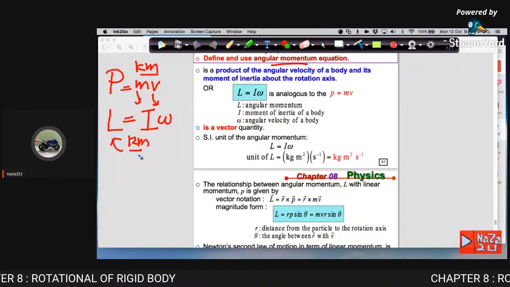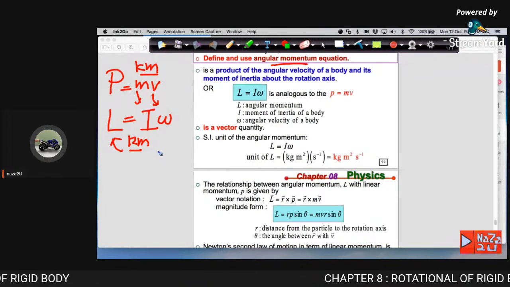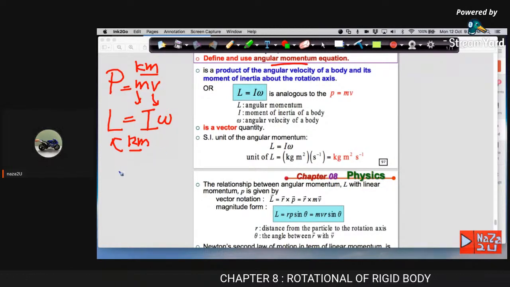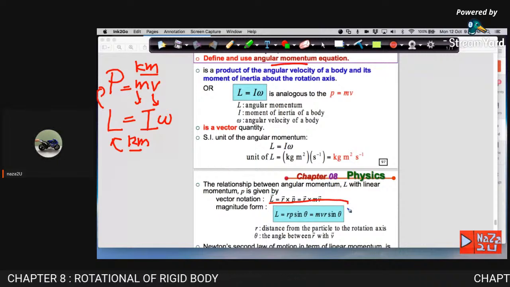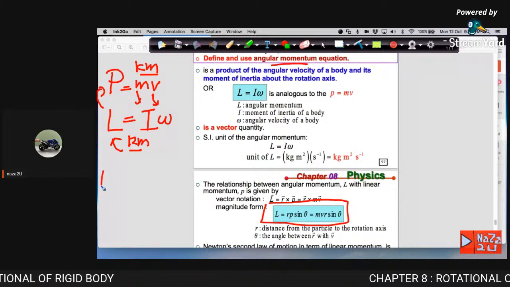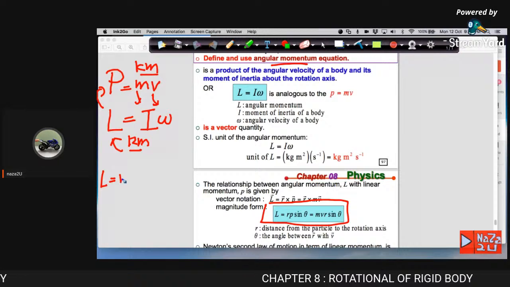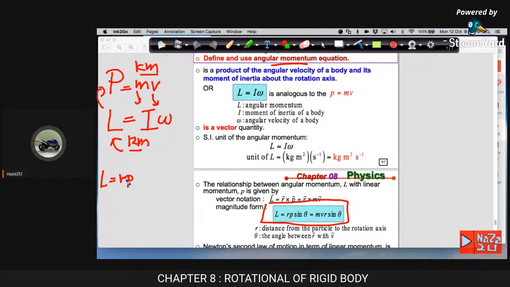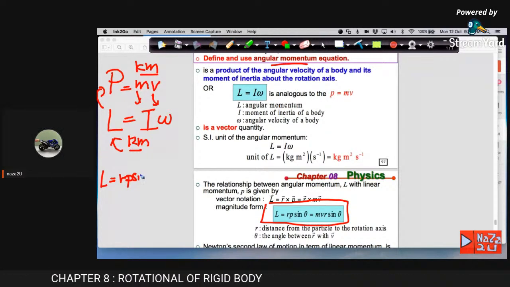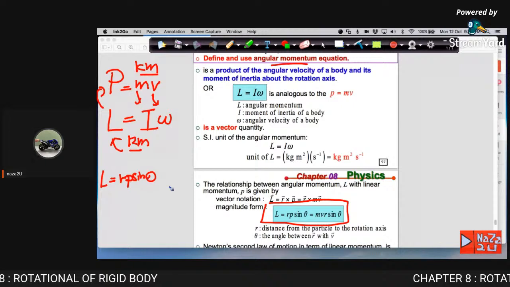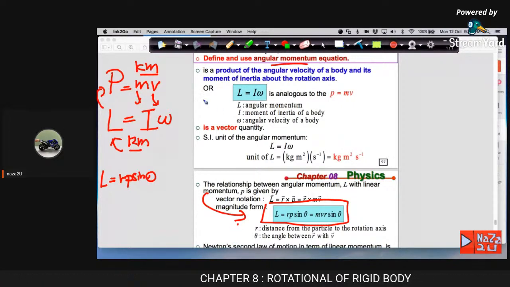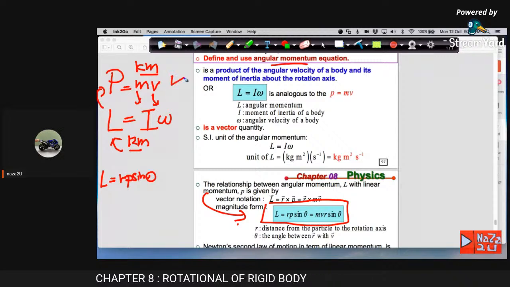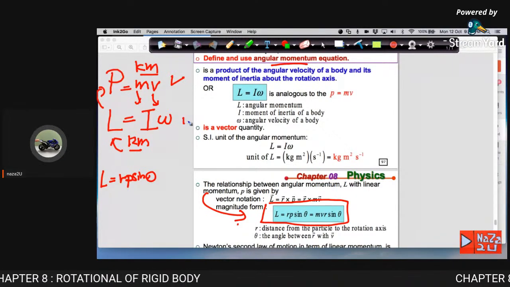So it is lebih kurang sama. Okay. Dan kita boleh kaitkan di antara L ni dengan P dengan menggunakan rumus ini. L is equal to angular momentum is equal to radius momentum sin theta. Okay, ini boleh tengok sini nantilah. Yang penting kita ada momentum, kita ada angular momentum.